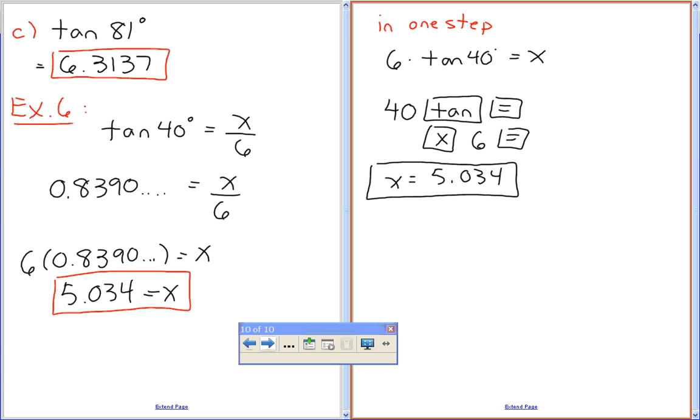Okay? I'm going to give you one to try yourselves right now, and then we'll move on to triangles. Example 7. You do this either method. It's going to say tan of 51 degrees equals x over 11. I'm going to pause. Jake, you're good? Please be good with this. Go.